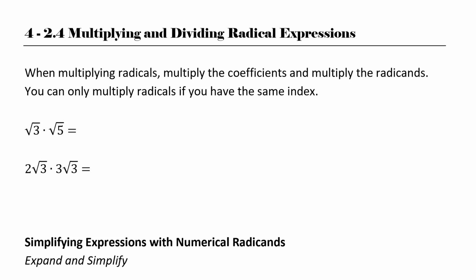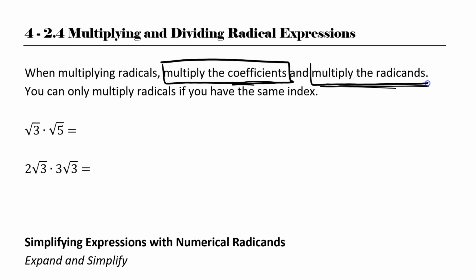Lesson 4, 2.4, Multiplying and Dividing Radical Expressions. When multiplying radicals, multiply the coefficients and multiply the radicands, okay? So multiplying the coefficients is one step, and multiplying the radicands is another step. You can only multiply radicals if you have the same index in front of you.